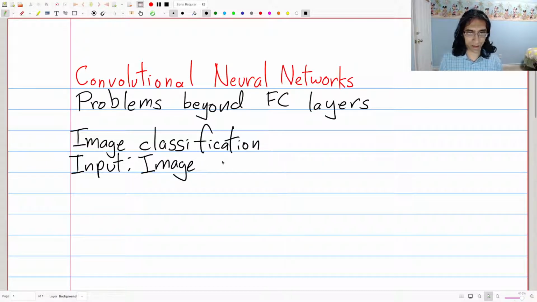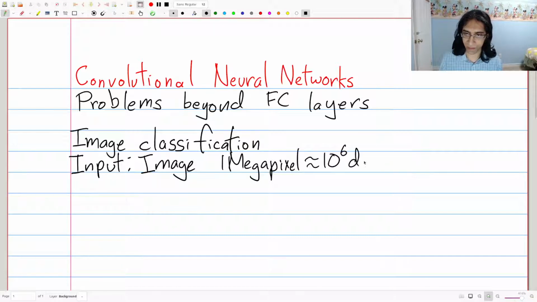Let's say a reasonable sized image would be a 1 megapixel image. That's a fairly small picture in terms of what your phone can take nowadays. This is something like 10 to the 6th dimensional, because it means 1 million pixels, and each pixel is one value. So you can think of a 1 megapixel image as a 10 to the 6th dimensional input.